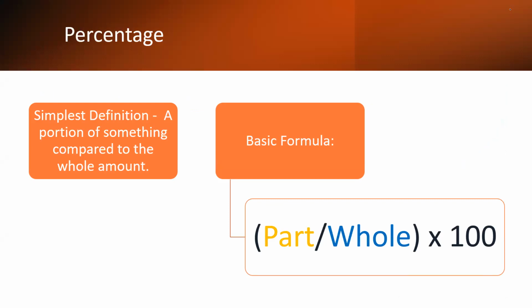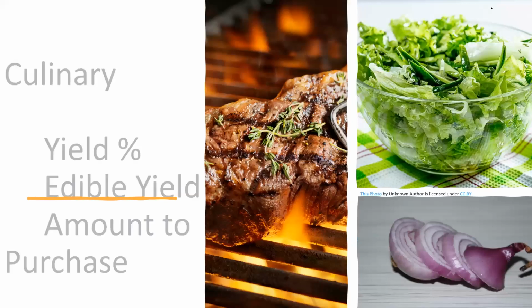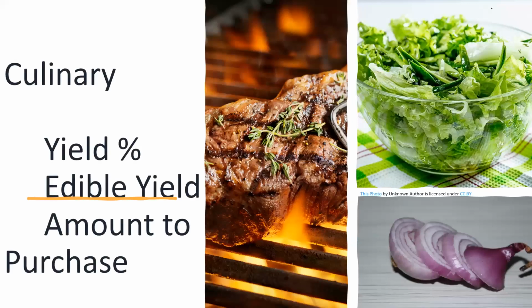Percentages, in their simplest definition, are just a portion of something compared to the whole amount. So a universal formula that we can use for percentages is part divided by the whole times 100. And that will give us our percentage of whatever we are looking for. In culinary, one of the things that we look for is our yield percentage. Yield is how much product is left over. So that edible yield can then be calculated based on the average yield percentage. We can also use that to figure out how much product to purchase.